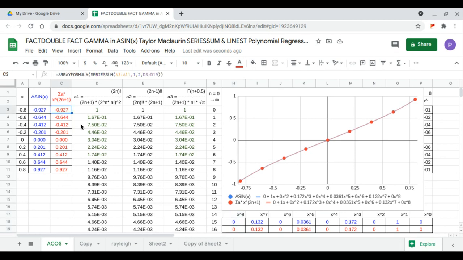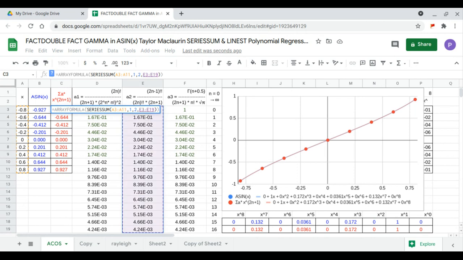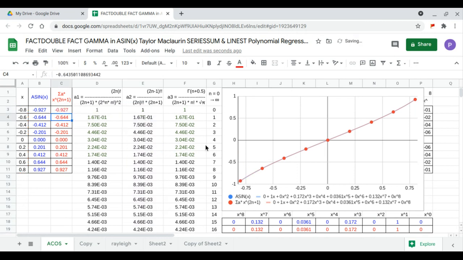Suppose I change this, instead of using the factorial, I will use the double factorial. Let's see what happens. The polynomial regression coefficients are still the same. The polynomials are the same. The trend line is still collinear. And the datasets are still the same.